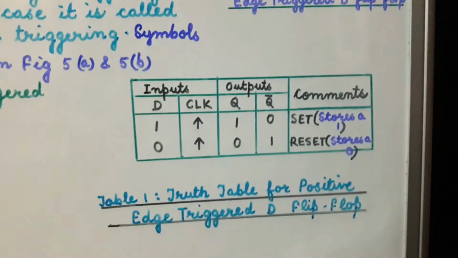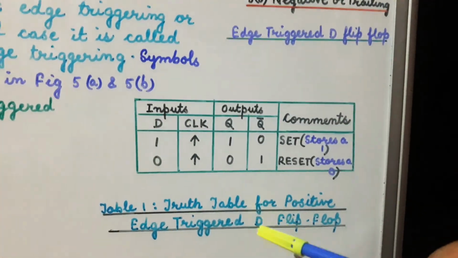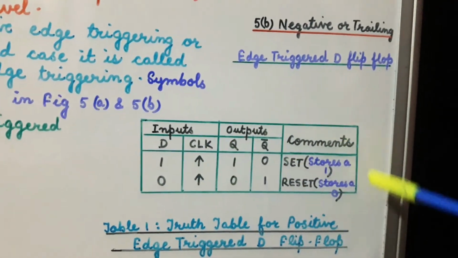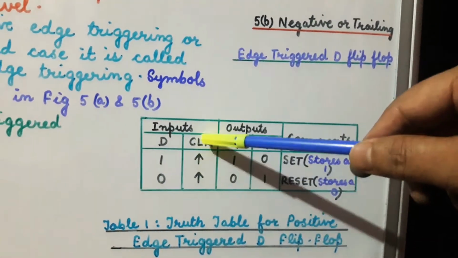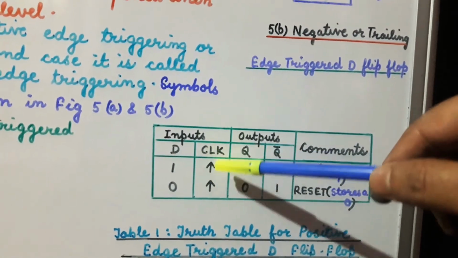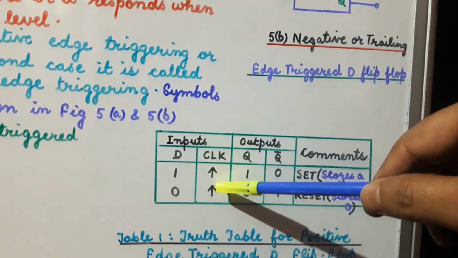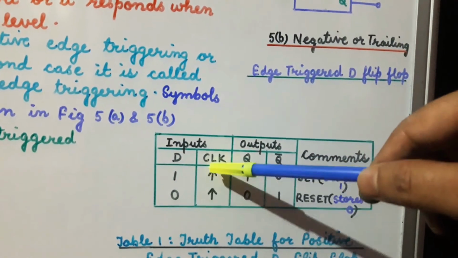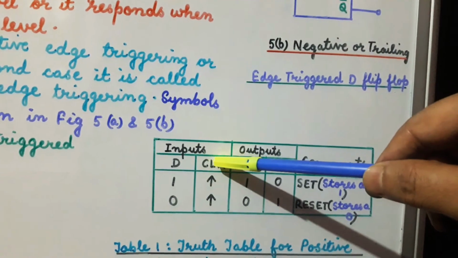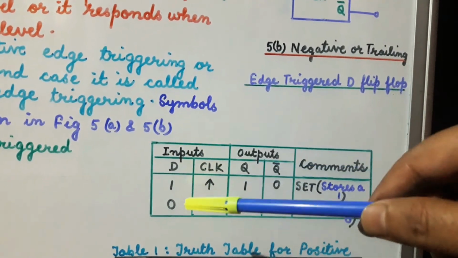This shows the truth table for positive edge triggered D flip flop. Since this is the positive edge triggered D flip flop, the value of the clock has been denoted by an upward arrow. That is, the value of the clock is going from 0 to 1. So it has been shown by an upward arrow. The upward arrow denotes that this is positive edge triggered D flip flop.